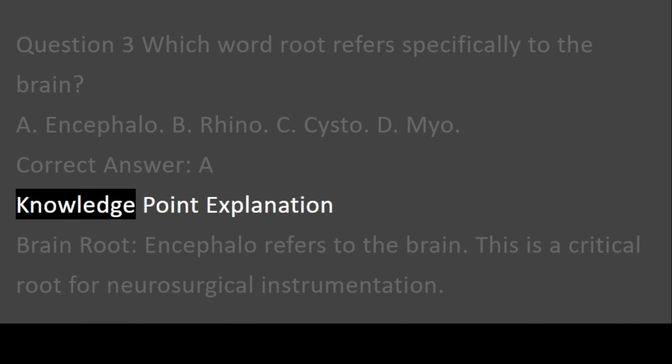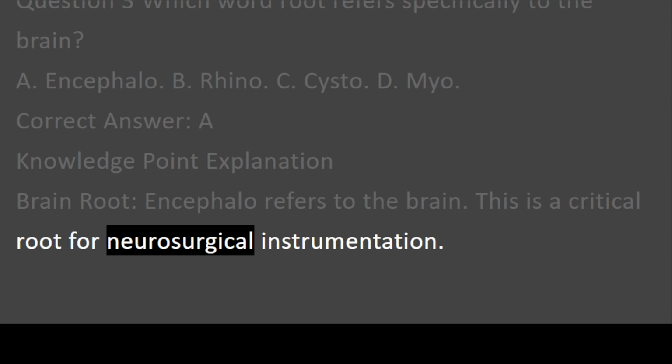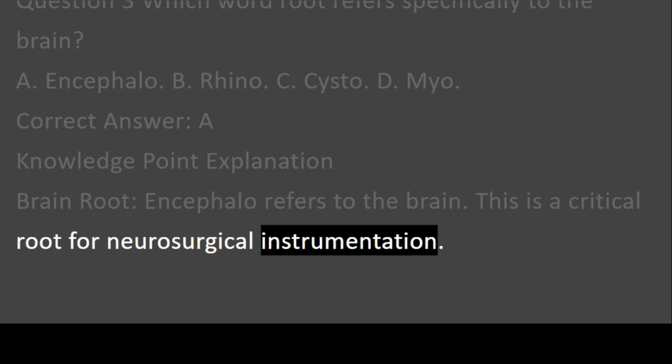Knowledge point explanation. Brain root. Encephalo refers to the brain. This is a critical root for neurosurgical instrumentation.